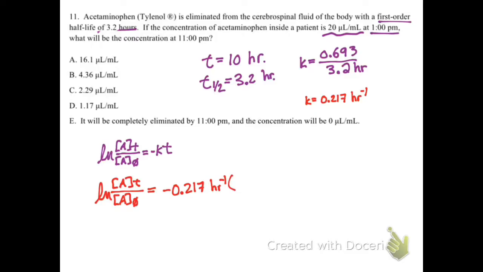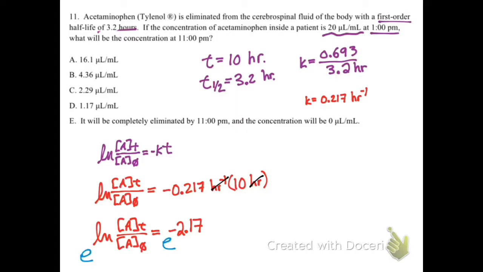And our time here that elapses again is 10 hours. So we make sure our units match up, and indeed they do. Hours will end up canceling out, and we get the natural log of a sub t divided by a sub 0 equals negative 2.717. Okay. So then once again, to get rid of that natural log, we'll use Euler's constant. That will cross that out, and we'll end up getting that a sub t divided by a sub 0 equals 0.114. So if we're asked what percentage will be remaining after these 10 hours, it would be 11.4%.